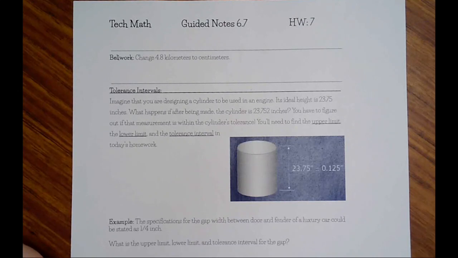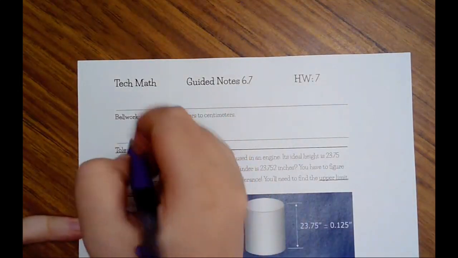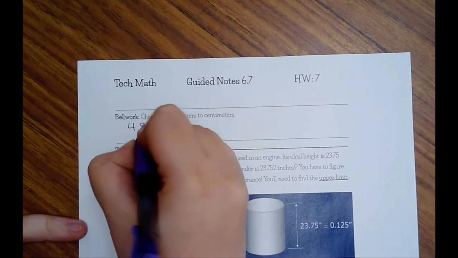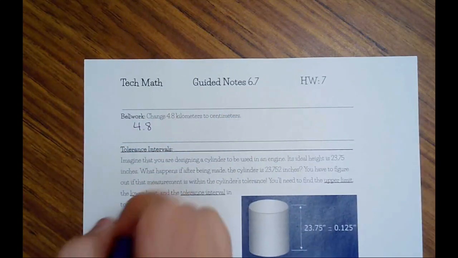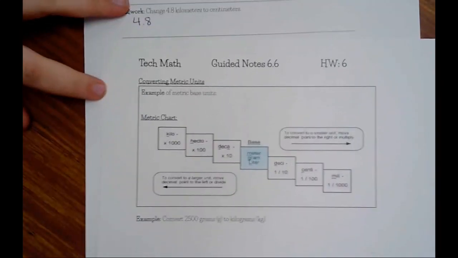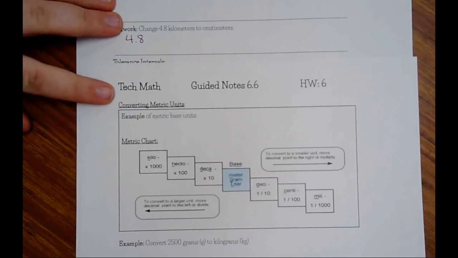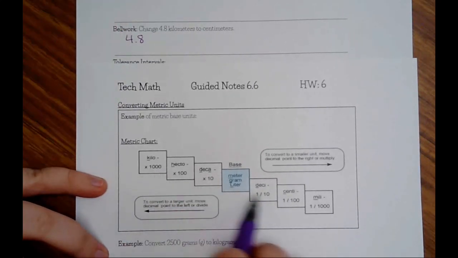So, if we want to change 4.8 kilometers to centimeters up here in the bell work, we start from over here. Let's bring it over here. We notice that if we're going from kilometers all the way over to centimeters, we are moving the decimal 1, 2, 3, 4, 5 times to the right.